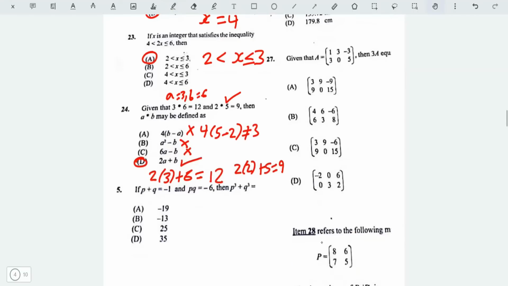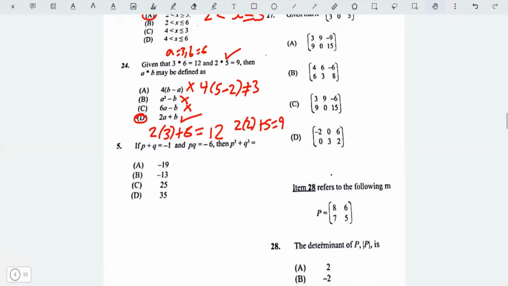Nice. Okay, it says if P plus Q is -1 and P times Q is -6, what is P cubed plus Q cubed? So first we need to find P and Q, right? And then we can find P cubed plus Q cubed. So P times Q is -6 and P plus Q is -1. If I make P the subject here, P is -1 minus Q, and then I'm going to substitute that into this equation to say P times Q is -6. P is -1 minus Q, times Q, that's -6.